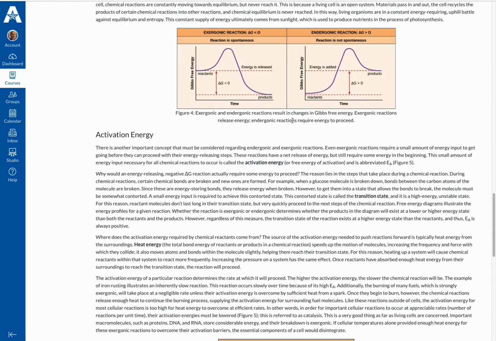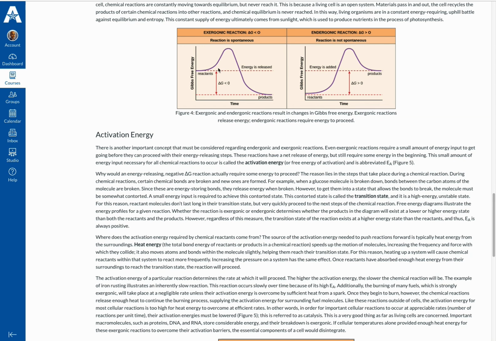The last thing in this section would be this chart. You should really know how to interpret. This first section on the left is an exergonic reaction because we end up with less free energy than we started with. And the one on the right is an endergonic reaction because we have more energy than we started with in the products of that reaction. This hump represents the activation energy that is needed to get that reaction to even start.